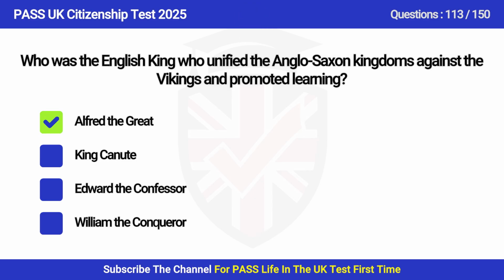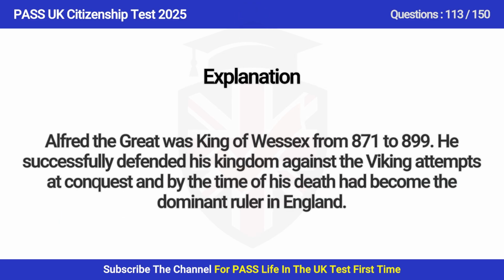The answer is A. Alfred the Great. Alfred the Great was King of Wessex from 871 to 899. He successfully defended his kingdom against the Viking attempts at conquest, and by the time of his death had become the dominant ruler in England.